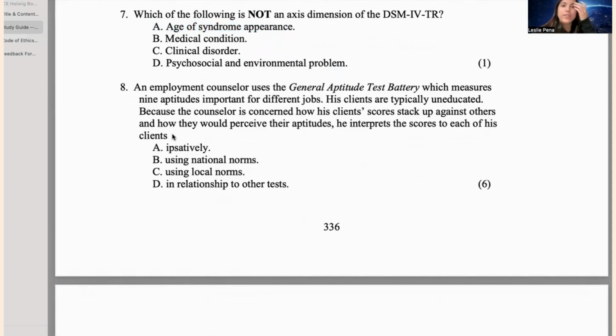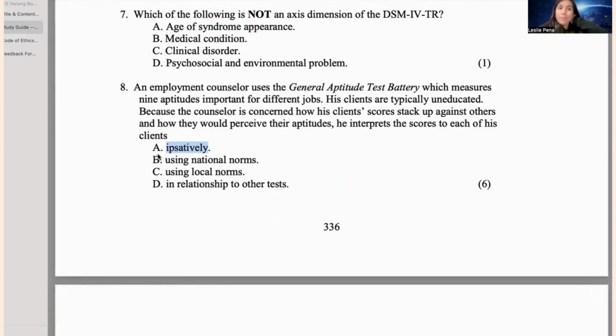An employment counselor uses a general aptitude test battery, which measures 9 aptitudes important for different jobs. His clients are typically uneducated. Because the counselor is concerned about how the scores stack up against each other and how they would perceive their aptitudes, he interprets the scores of each of his clients blank. I believe the answer to this one was ipsatively. Let me double check. I am correct. Love when that happens.